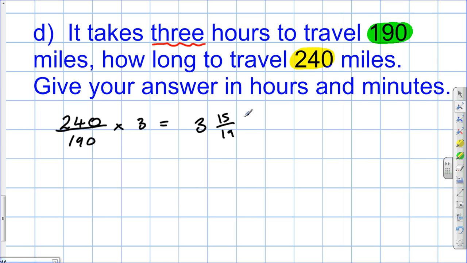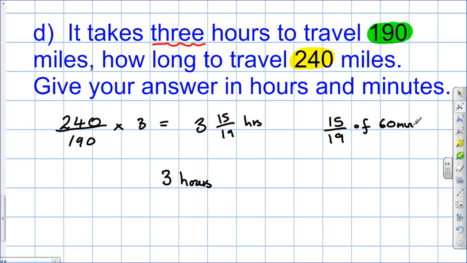By this stage, you'll have picked up quite a few working and method marks. But the question quite specifically asked for the time in hours and minutes. So the answer is 3 hours and, well, 15/19 of an hour. What's that in minutes? Well, I have to do this quick calculation. I've got to work out 15/19 of 60 minutes, which is what an hour is.